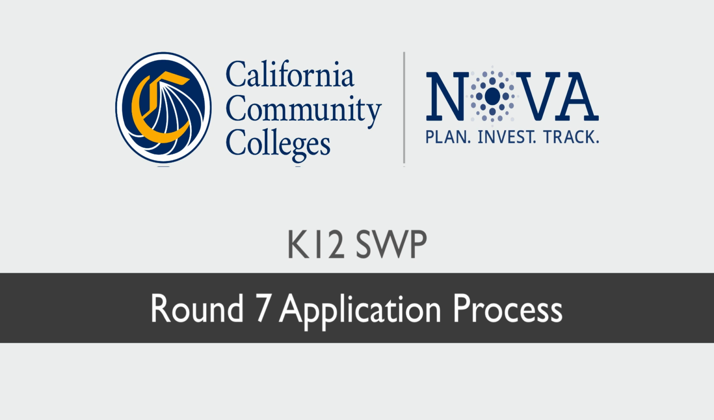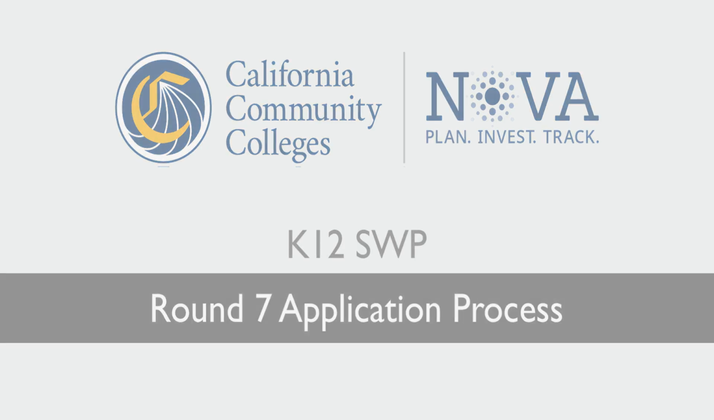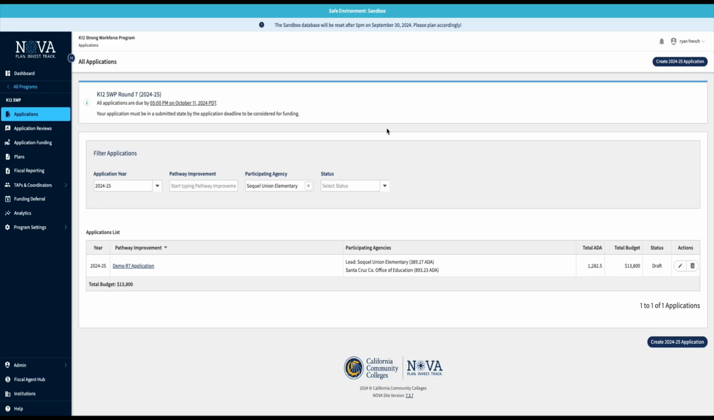Hello. In this video, we'll be running through the SWP K12 Round 7 application process. There have been some updates for this year, which I'll try to highlight as we run through the workflow steps. But to begin your application, you would navigate to the K12 SWP program, click on Applications. There's some information here you want to pay attention to as far as deadlines and submission date and time.